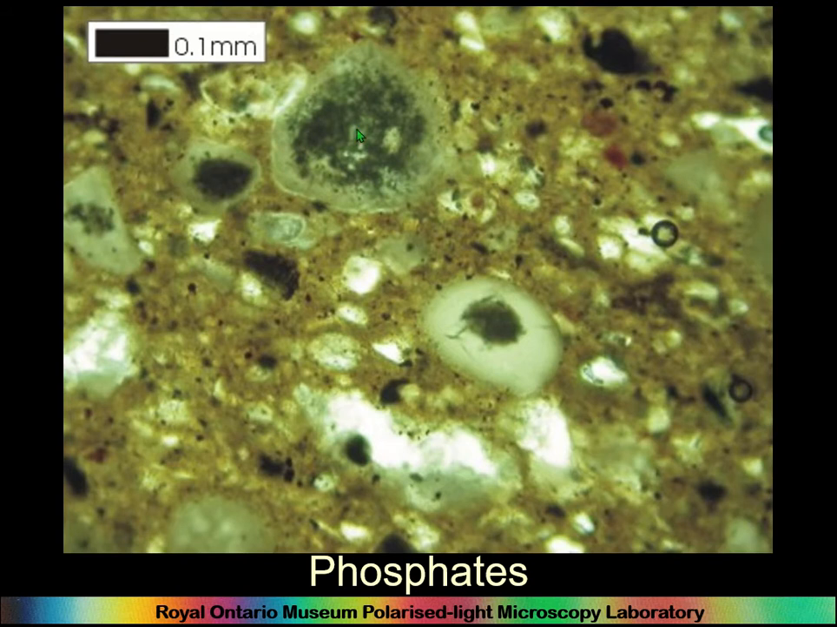Phosphates have very low birefringence. This is actually a piece of pottery. I think it's a piece from Professor Banning's research in Jordan, because this is pottery, and in it are inclusions of phosphatoids and also bones, actual bones, which of course is the source of phosphatoids.